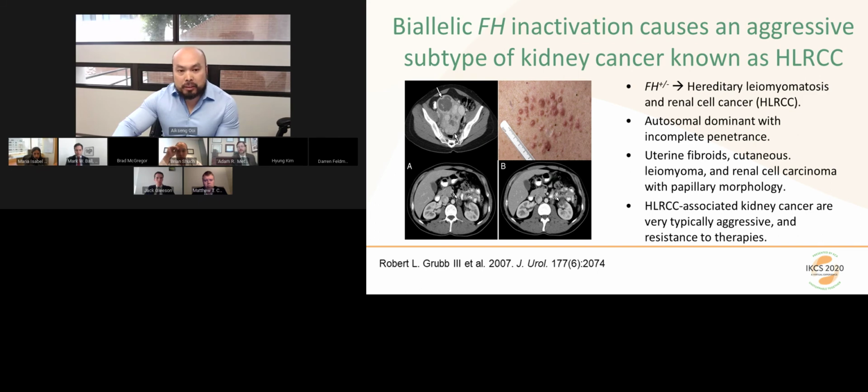Hereditary leiomyomatosis and renal cell cancer, or HLRCC, is an autosomal dominant hereditary cancer syndrome with incomplete penetrance. Afflicted individuals carry a germline mutation to one of the fumarate hydratase, or FH, alleles, and afflicted individuals can develop uterine fibroids, cutaneous leiomyoma, and renal cell carcinoma of type 2 papillary morphology. So HLRCC is a very rare tumor, but typically very aggressive and is known to be resistant to all kinds of therapy.